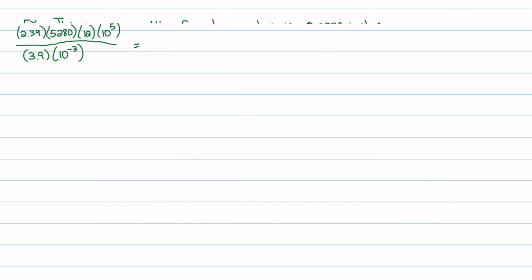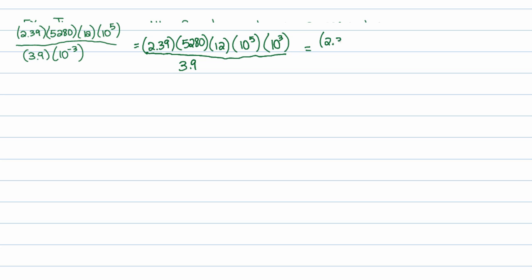So at this point, I'm just going to go ahead and rip the negative off that 10 to the negative 3. When I rip the negative off the exponent, that'll hop upstairs. So this will be 2.39 times 5280 times 12 times 10 to the 5th times 10 to the 3rd. It's the positive third now because I ripped the negative off and it hopped upstairs. All divided by 3.9. And of course, really taking my time with this, 2.39 times 5280 times 12 times 10 to the 8th over 3.9.